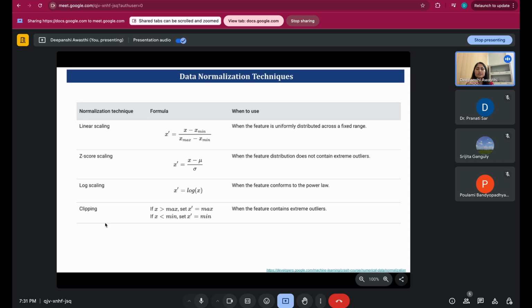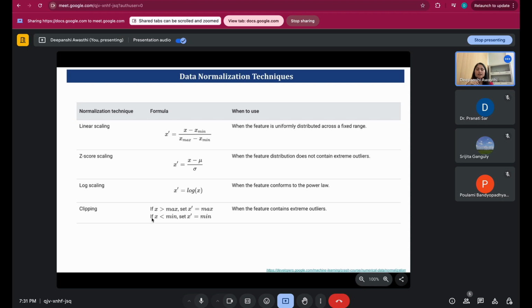And now I have given certain techniques, and if you want, you can go through them, and there are certain formulas. So first is linear scaling. Linear scaling is used when you have features uniformly distributed across a fixed range. Then z-score scaling, when the feature distribution does not contain extreme outliers. In that case you can go for z-score scaling, and this is the formula. Then log scaling: when the features conform to a power law, so if you see a power law distribution you can go for log scaling.